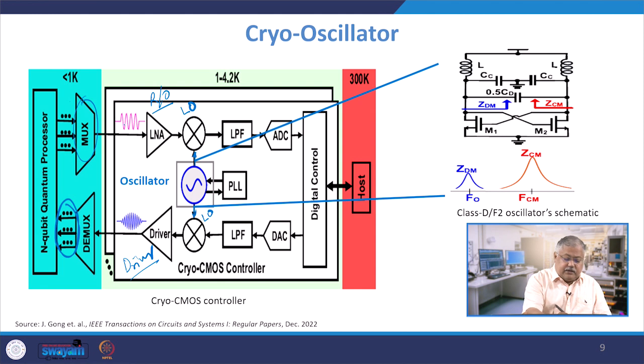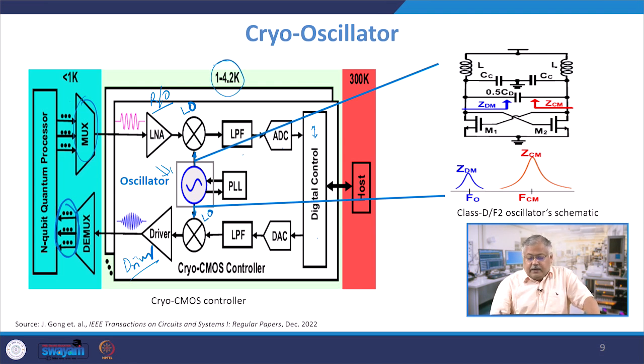The mux then sends the signal output to the low noise amplifier, which we have already studied, which finally goes into the local oscillator and mixes with the clock signal here. This goes to a low pass filter and ADC, and then there is a digital output here. The digital output is compared with the input, and if there is a change, the change is fed back here, and the reverse happens and goes to the demux. The oscillator which sits here sits at somewhere around 1 to 4.2 Kelvin, and this is one of the standard LC oscillators which you see here.